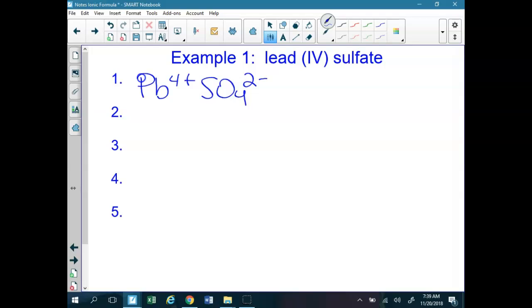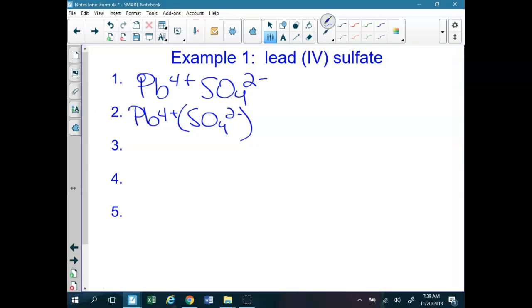Next step is to put parentheses around poly. Remind me what a polyatomic ion is. 2 or more capital letters, right? Pb has two letters, but they're not two capitals, are they? So no parentheses around Pb, we'll just rewrite it. But parentheses around SO4 2 minus, because it's poly. Put it around the whole thing. Okay?